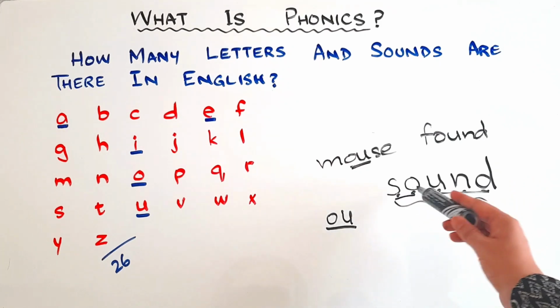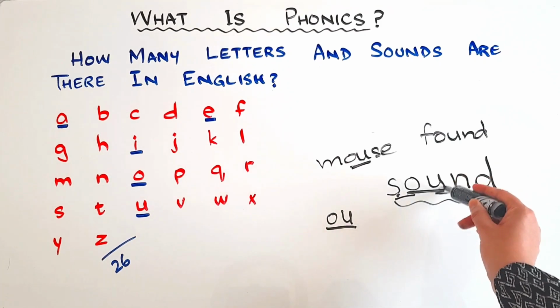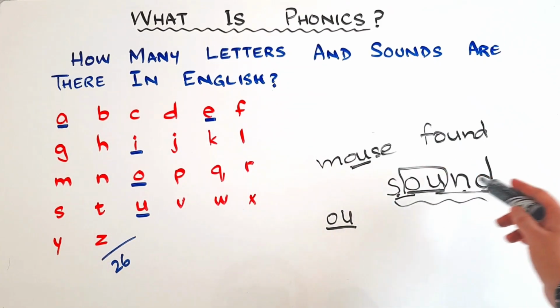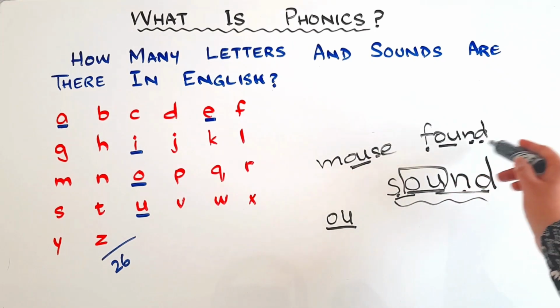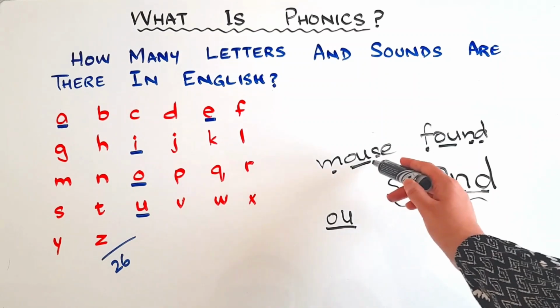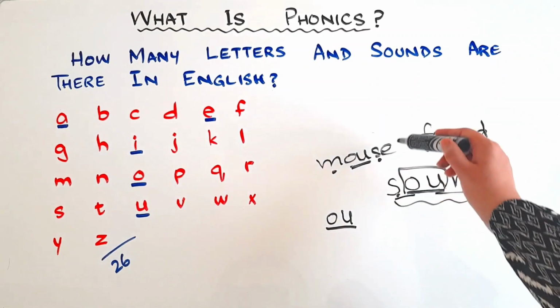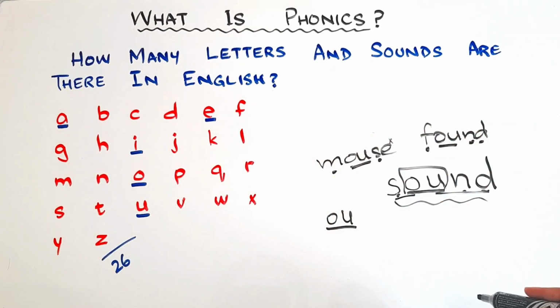For example, s, ow, n, d, sound, f, ow, n, d, found, m, ow, s, mouse. You need to tell him that this is silent. Okay?